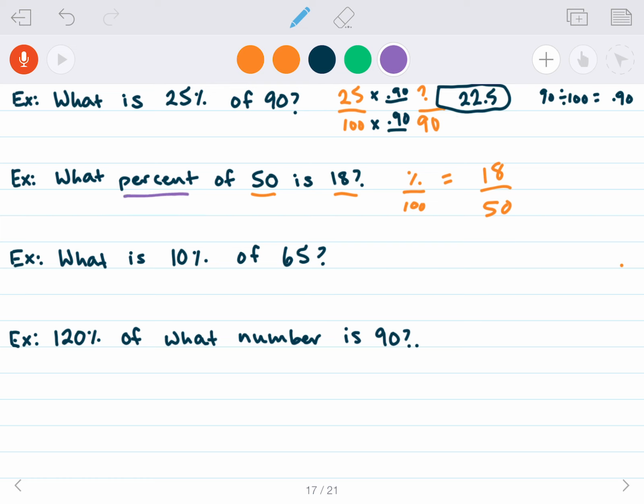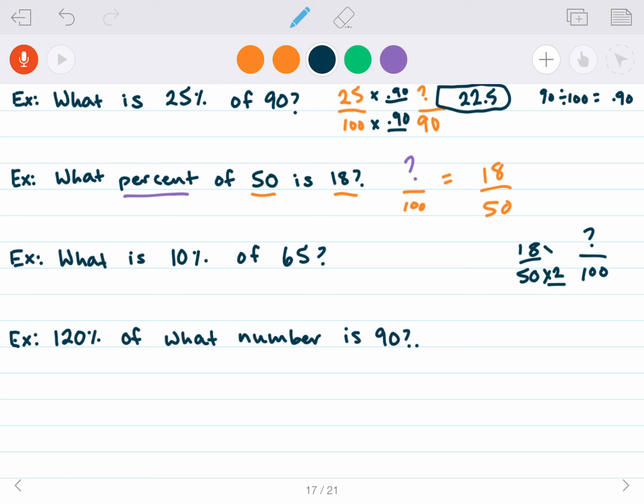And we're looking for the percent. So it says what percent. So we're looking for this percent sign, so I'll replace that with a question mark. And as I said before, I like to work with the question mark on the right side. So I'm just going to switch the order around here to be 18 out of 50 is equal to question mark out of 100.